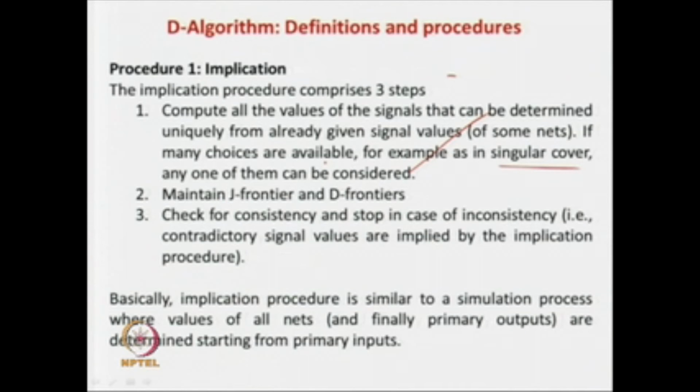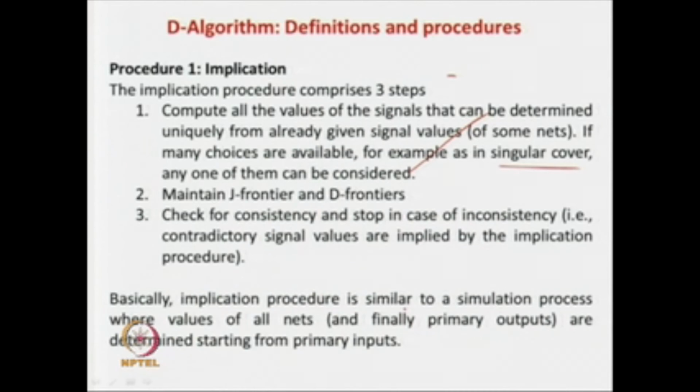Then once you have done this implication, you can also find out what the J frontiers and D frontiers are. Basically we first find out the D frontiers, that is how you propagate the value, and then you can get the J frontiers out of it. If there is some inconsistency, meaning you want the value to be 1 for some net, but because of the implication you get the value to be 0, then it is inconsistent and you have to stop. So basically the implication procedure is a simulation procedure where the values of nets are determined starting from the primary inputs. It is just like a simulation.